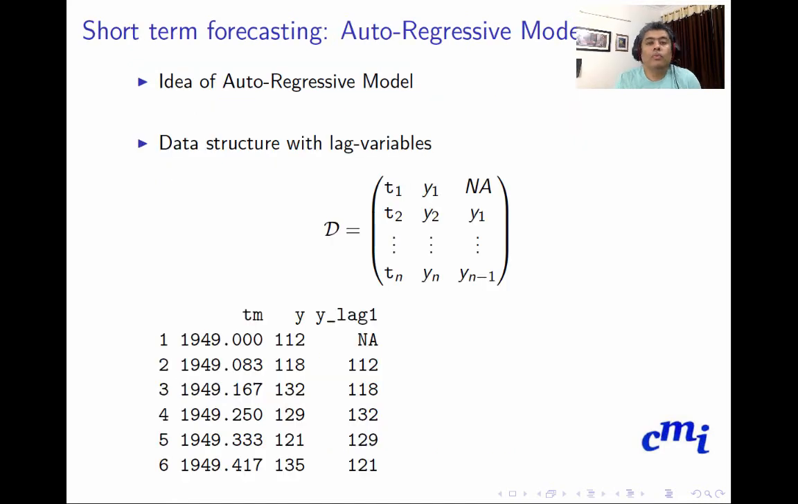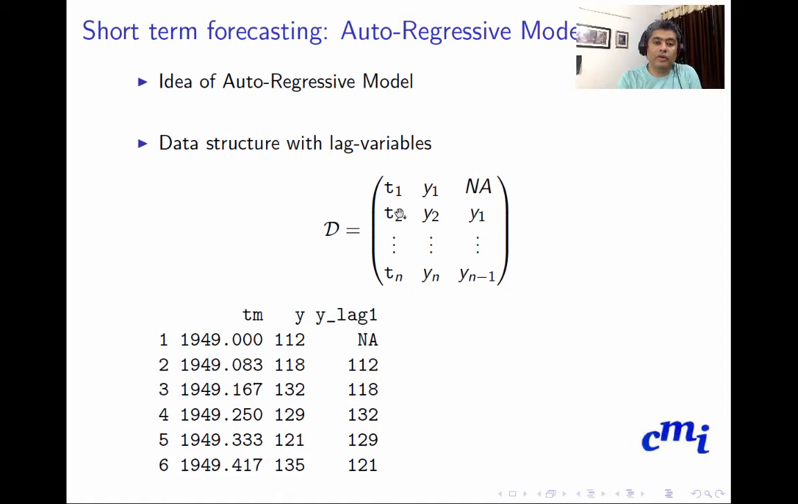Now we will move on to short-term forecasting, and typically for short-term forecasting we rely on the autoregressive model. How do autoregressive models work? In order to fit the autoregressive model, we have to create the data structure with lag variables. So suppose this is the original data: t1 y1, t2 y2, t3 y3, up to tn yn. Now how will the lag variables work?